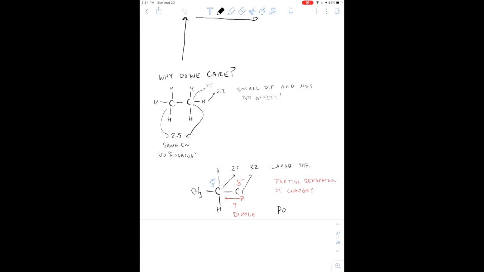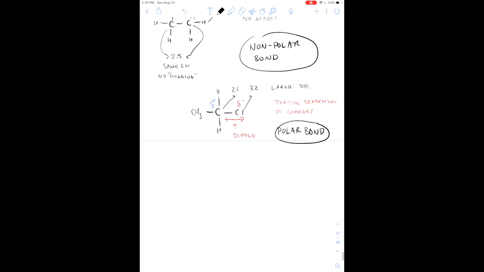This partial separation of charges is also going to create what's called a polar bond. Okay, and so we get that because of the difference in electronegativity. But in the above structure, ethane, we don't have a difference in electronegativity sufficient enough to do that, and so this is a non-polar bond. Carbon-hydrogen and carbon-carbon, those are non-polar bonds.